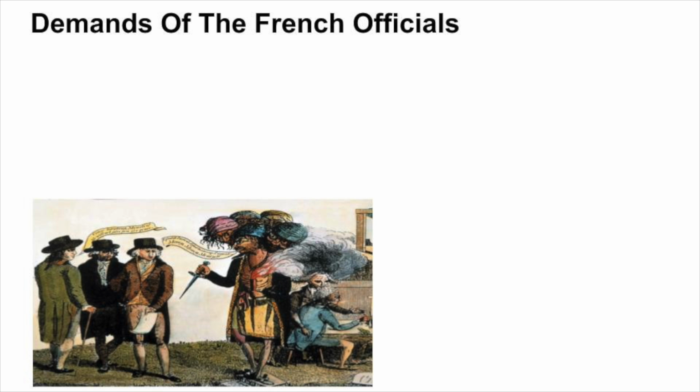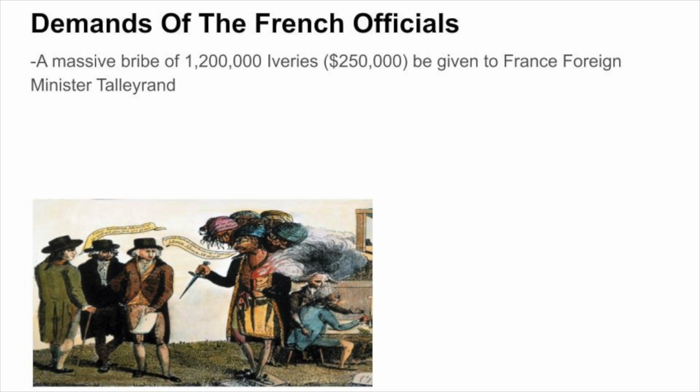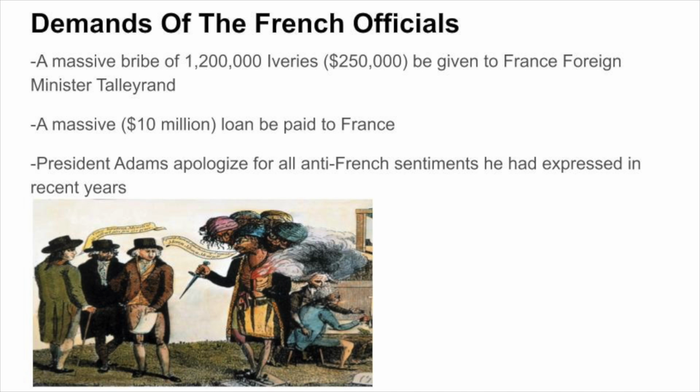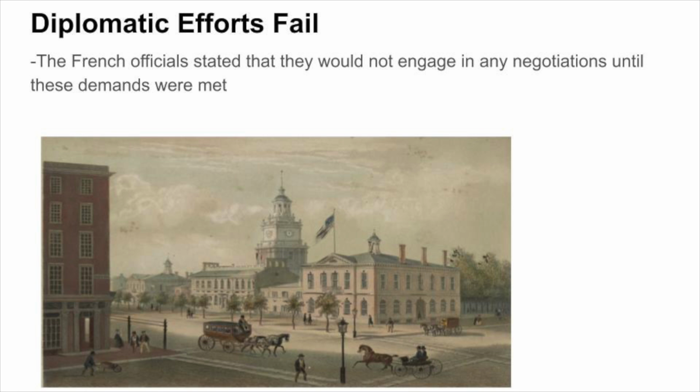The American diplomats were quickly shocked when the French officials requested that a massive bribe of 1,200,000 livres, equivalent to $250,000 today, be given to French Foreign Minister Talleyrand. Additionally, the French officials requested that a massive loan, equivalent to $10 million today, be paid to France. Finally, they demanded that President Adams apologize for all anti-French sentiments he had expressed in recent years. The French officials stated that they would not engage in any negotiations until these demands were met.